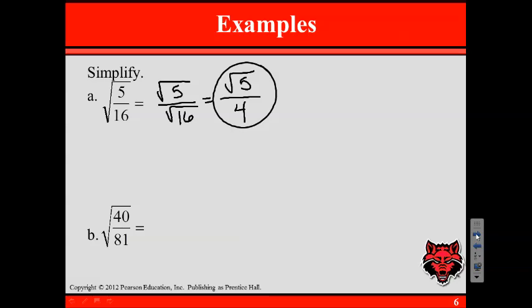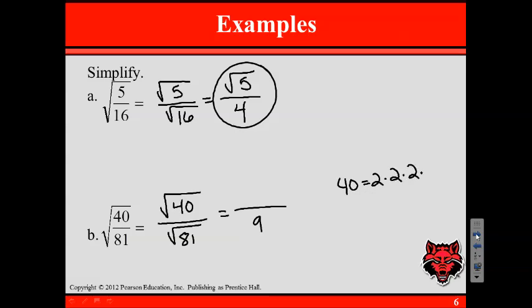In the bottom expression, we have the square root of 40 over 81. That becomes the square root of 40 over the square root of 81. 81 is a perfect square. The square root of 81 is 9. With 40, we need to make a prime factorization. We take 40, and 40 is 2 times 20, which is 2 times 10, which is 2 times 5.